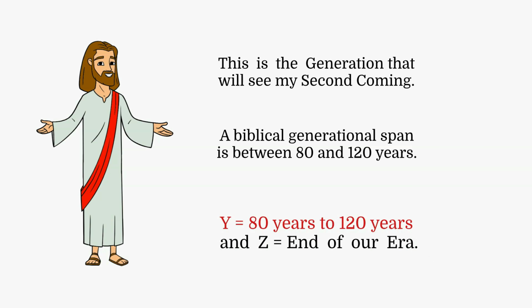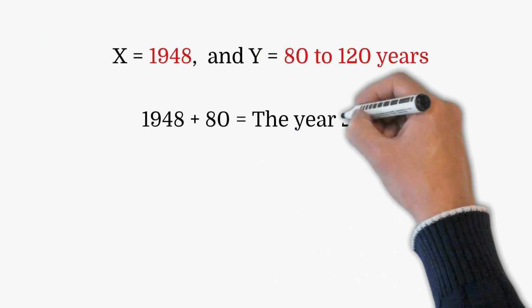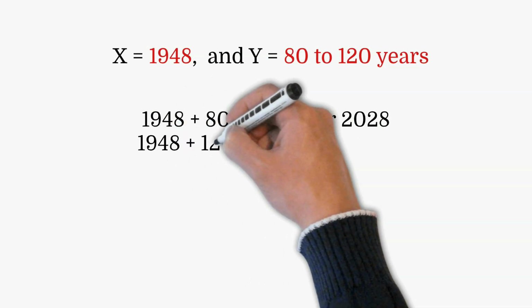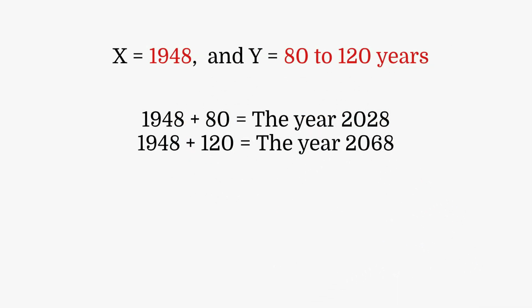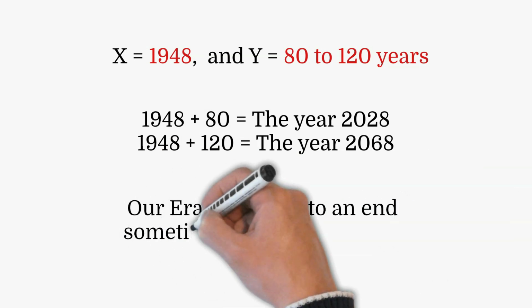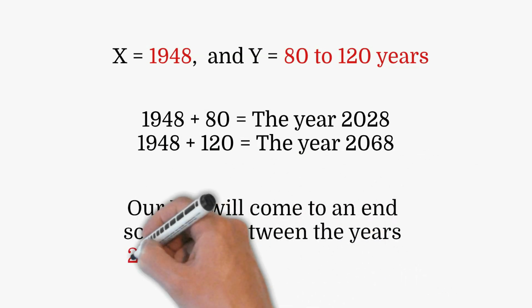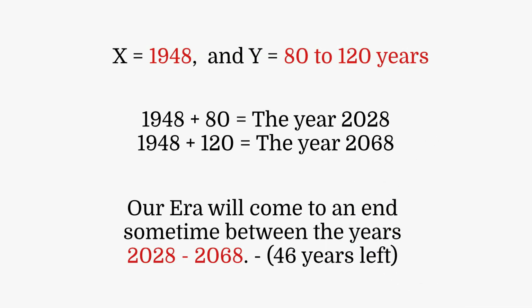Let's do the math. 1948 plus 80 equals the year 2028. 1948 plus 120 equals the year 2068. Our era will come to an end sometime between the years 2028 to 2068. Based on the math and what Jesus said, at most, we only have about 50 years left.